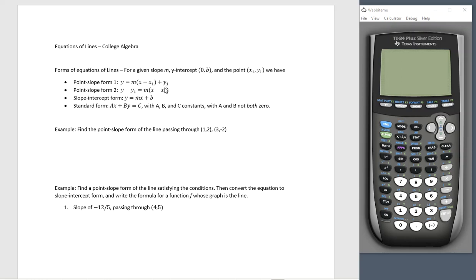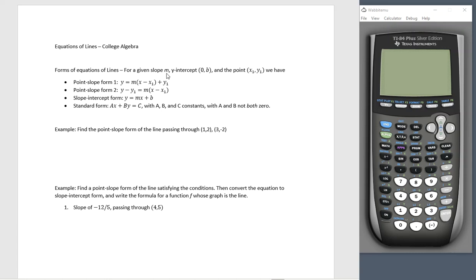Hello, and welcome to Equations of Lines. This will be a college algebra view on this subject. If you need more detail about any of these things that I'm going to be starting with, check out the intermediate algebra lecture of probably a very similar name. So let's start with the forms of equations of lines that we already know.